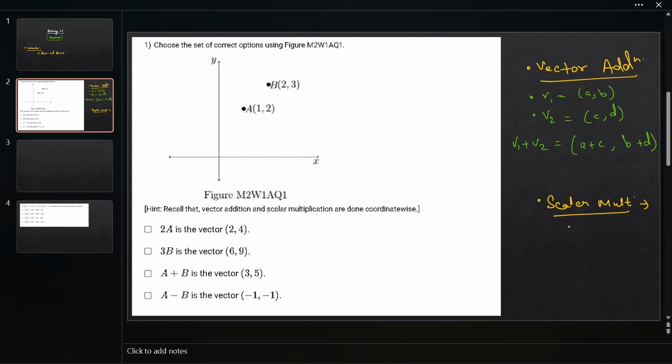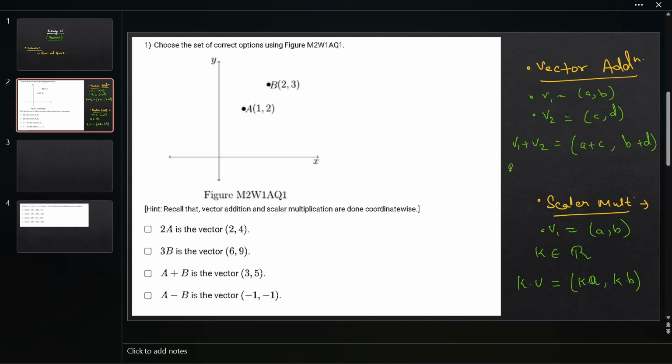Whereas in scalar multiplication, let's say we are given the vector v1 equal to a comma b, and some constant k that belongs to the real numbers. If we multiply k with v1, k is multiplied with each term of the vector, so the product becomes k times a comma k times b.